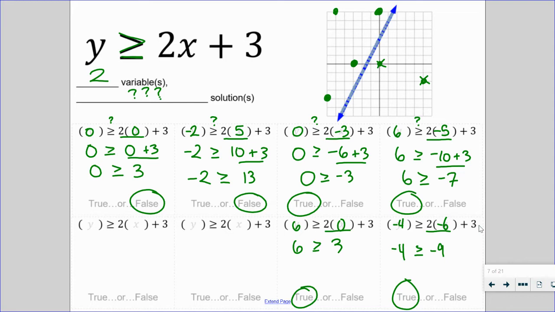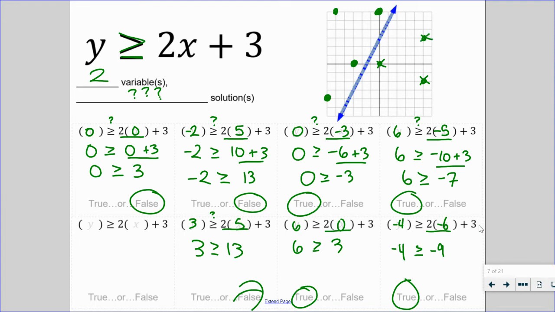Let me do a couple of other points now. Let me go back to the other side of the line. I'm going to try 5, 3. When x is 5 and y is 3, 2 times 5 is 10. 10 plus 3 is 13. Nope, that's false.